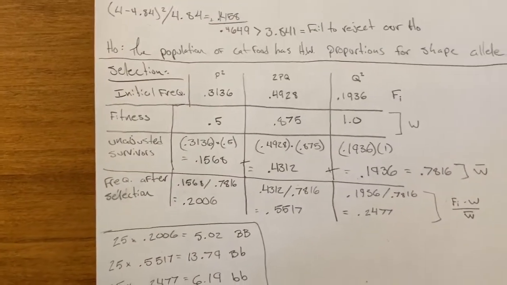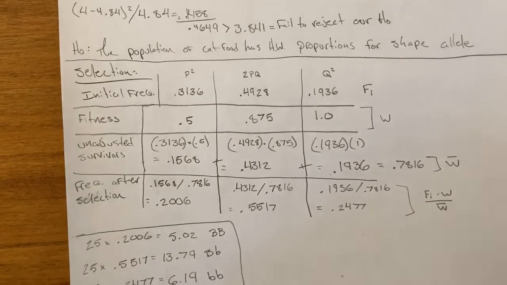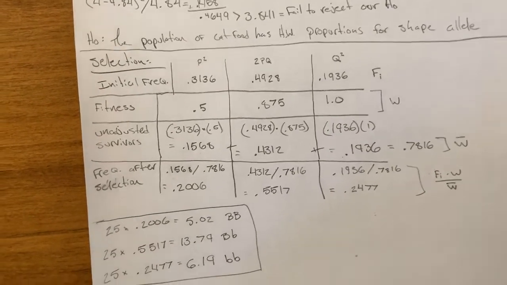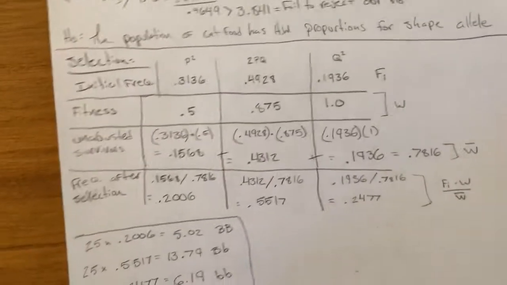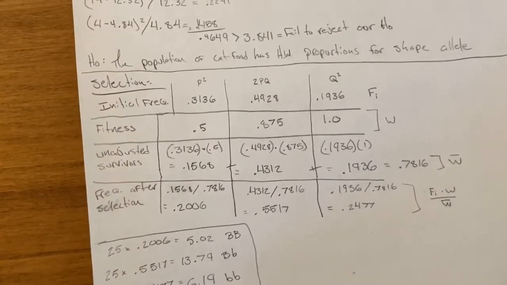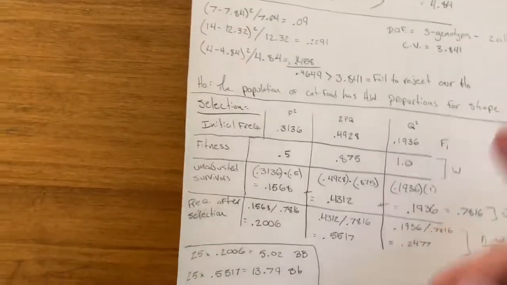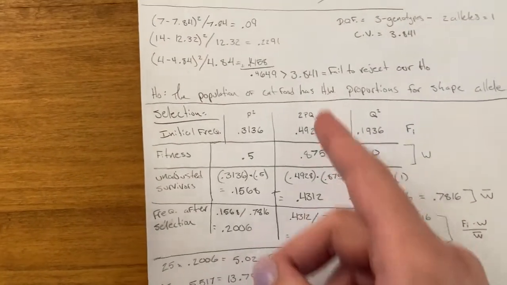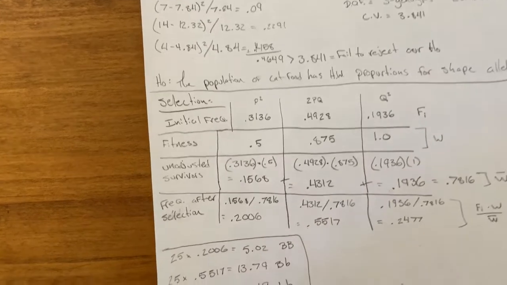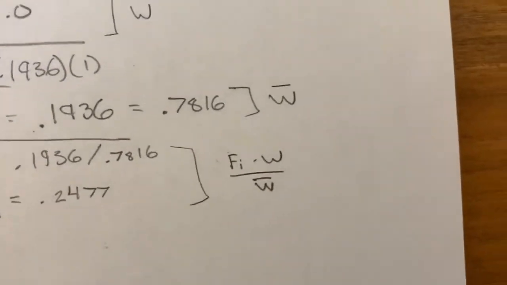To calculate our frequency after selection, we do our unadjusted survivor frequency divided by that W bar, which is the sum of them. That gives us 0.2006, 0.5517, and 0.2477, where this column is the triangle, this column is the skinny, and this column is the round ones. And that's our little formula for that.